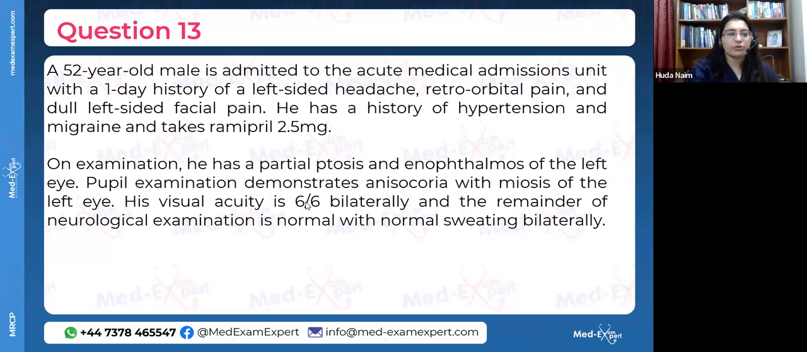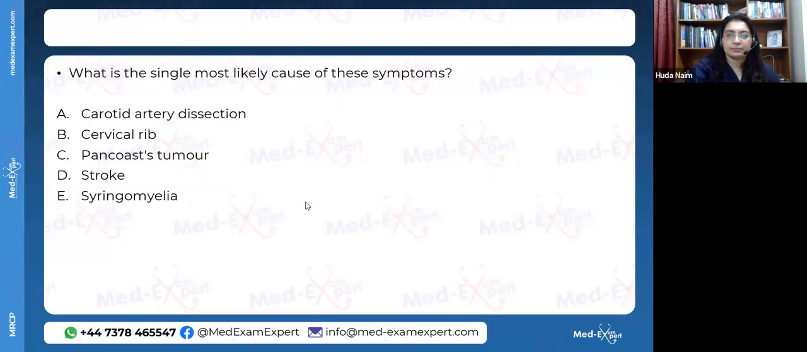So there's headache, retroorbital pain, and facial pain, and along with that you have ptosis and ophthalmos, and there's a 1 day history. Okay. Very good. It's carotid artery dissection.